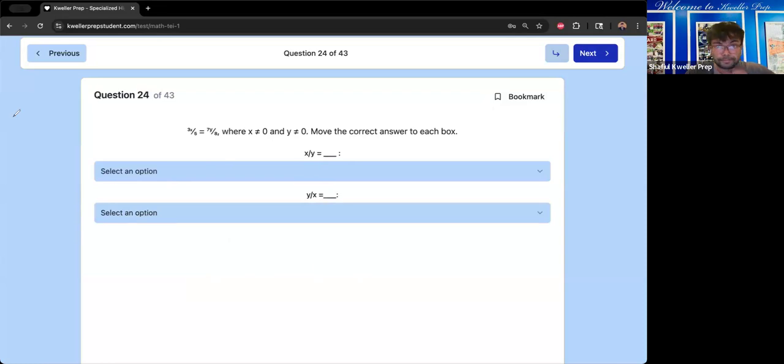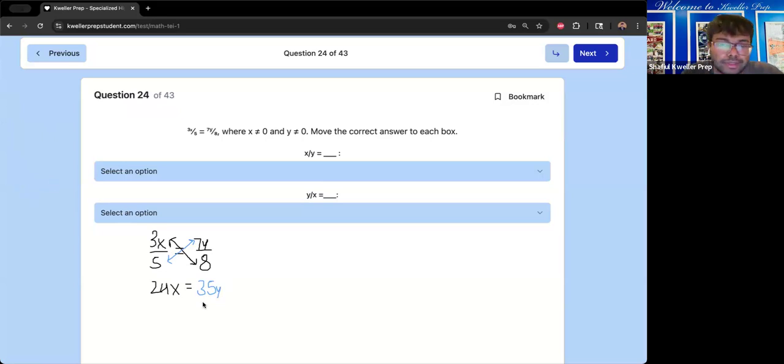Okay. Solving for x over y and y over x. Good. So how do we do this? 3x over 5 is equal to 7y over 8. What I do, I like cross multiplying. Cross multiplying, you just multiply these two things on one side. So that's 24x. You set it equal to the cross multiplication of the other two things. So 5 and 7y. 5 times 7y is 35y. Hopefully that makes sense.